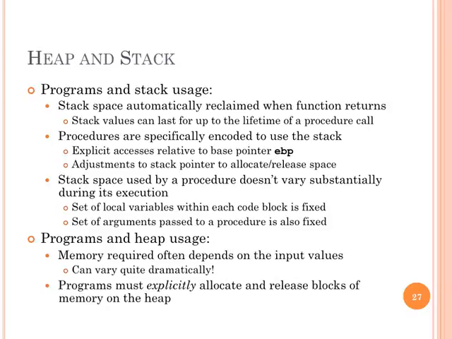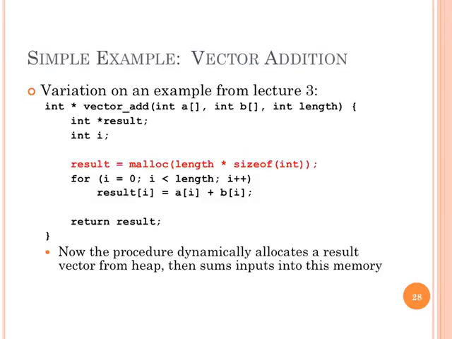And so programs have to explicitly allocate this. This is something that the human being has to encode. It can't rely on the compiler to encode it for them. Okay? So make sure you understand these differences.